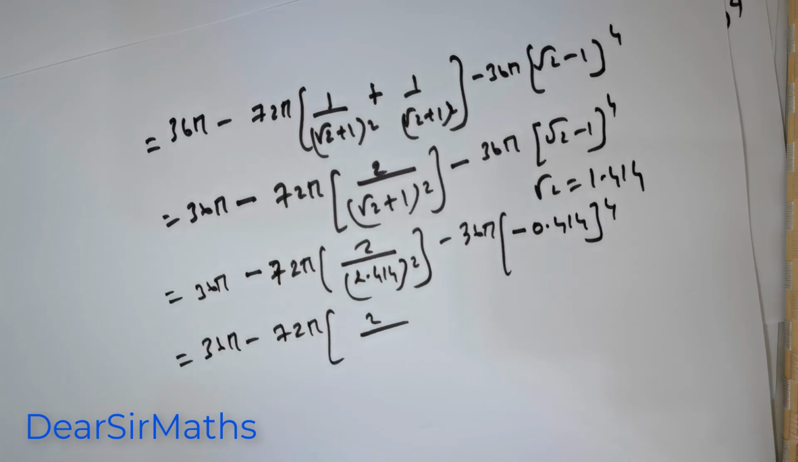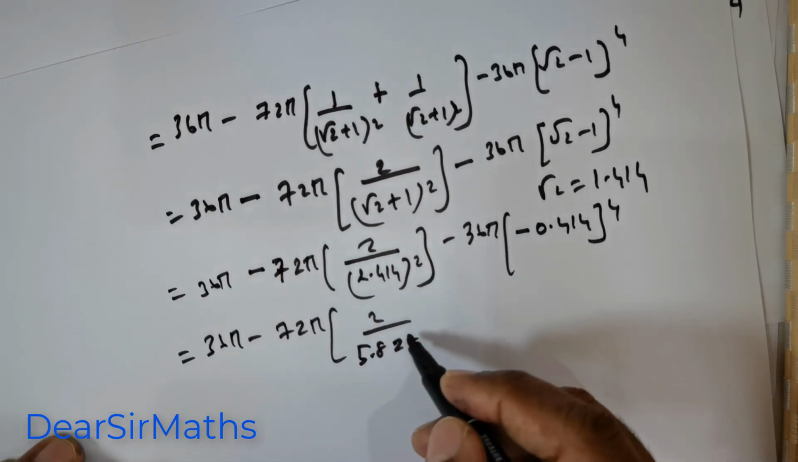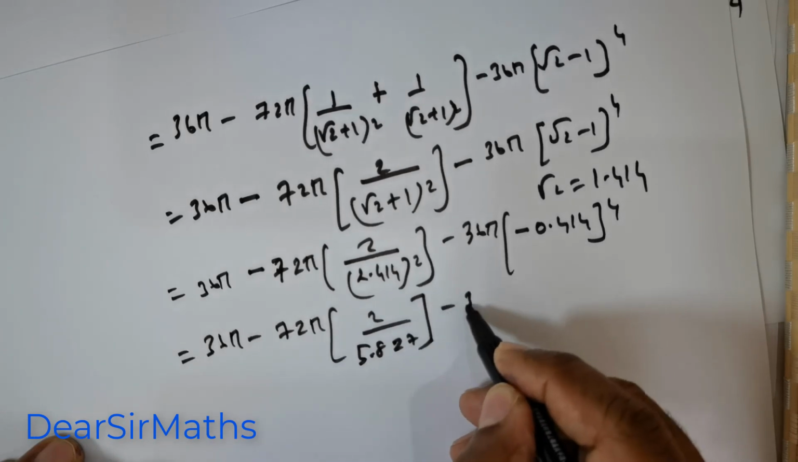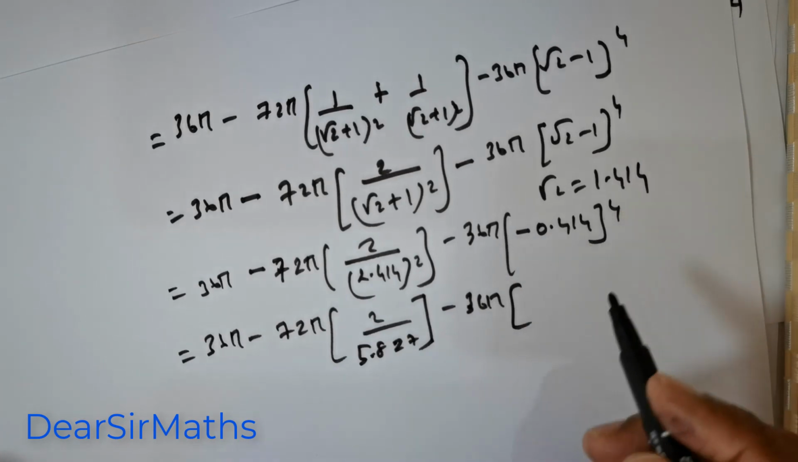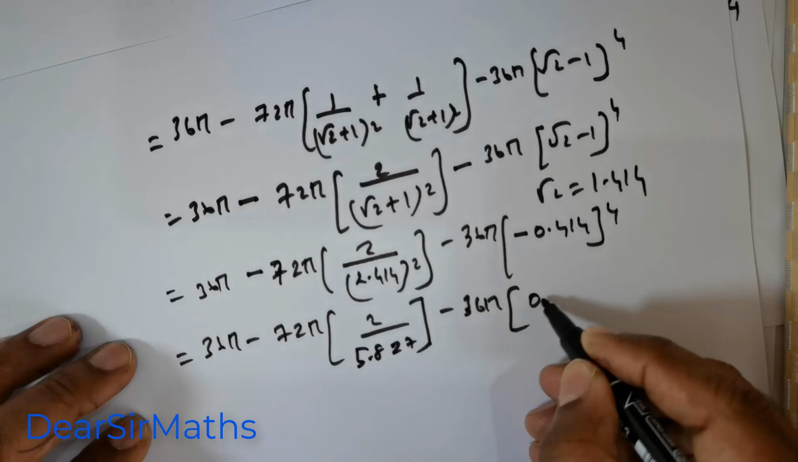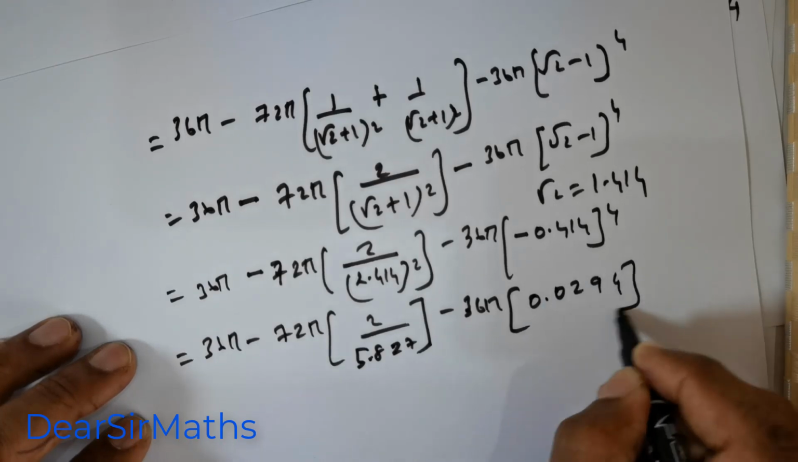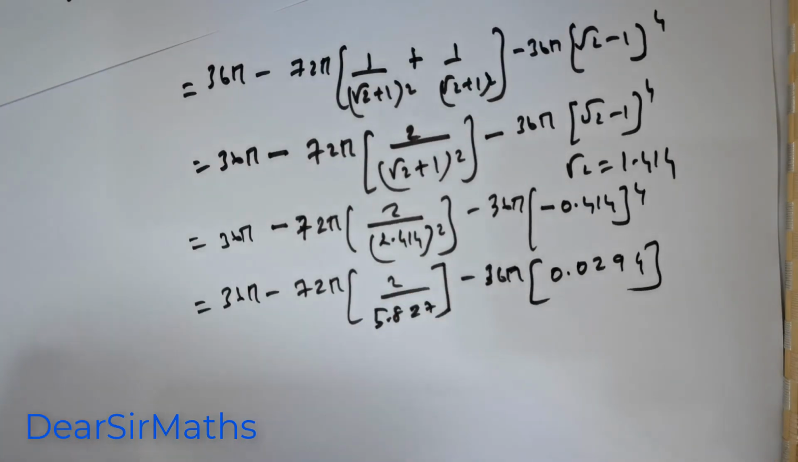2.414 squared, that gives me 5.827. I'll take it as 5.827, and 36 pi, this negative sign and degree even, it doesn't matter, so just take 0.414 and you raise it to the power of 4. This will give you a value of 0.0294, and that's fine. So now you divide 2 by 5.827.